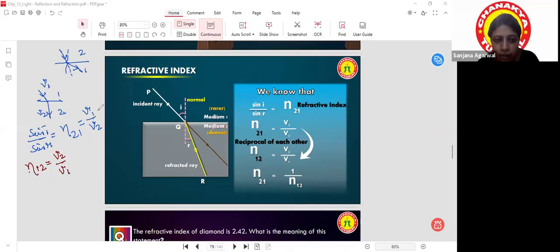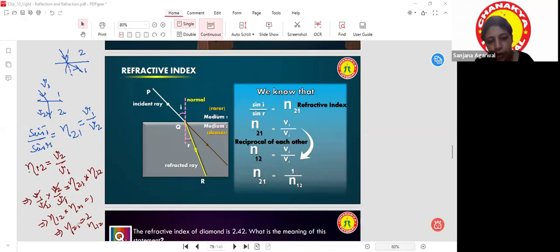Now children, see, if you multiply these two expressions, V1 by V2 into V2 by V1, what will you get? V1 by V2 was eta 2,1 multiplied by eta 1,2. These terms are velocities, the speeds are going to cancel, and you will get eta 1,2 into eta 2,1 equals 1. Or you can say that eta 2,1 equals 1 by eta 1,2. That is, the refractive index of medium 2 with respect to 1 will be the reciprocal of the refractive index of medium 1 with respect to 2. Got it?